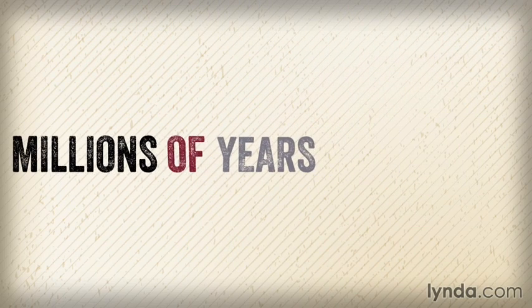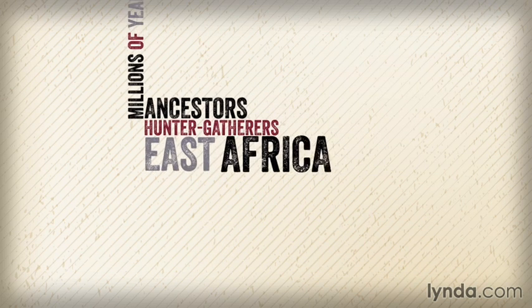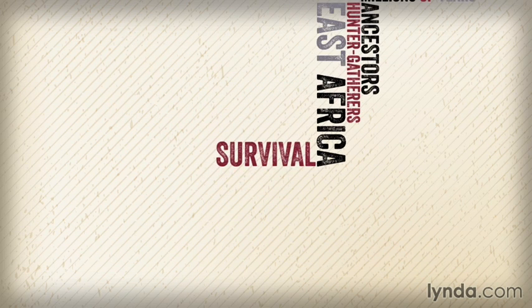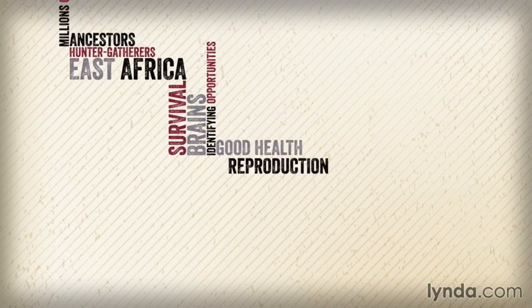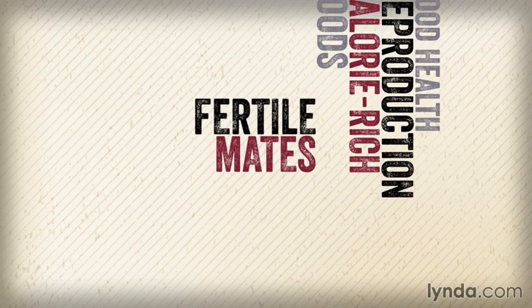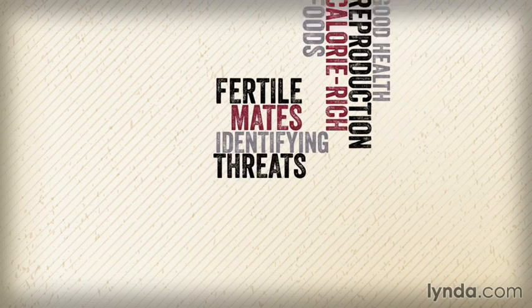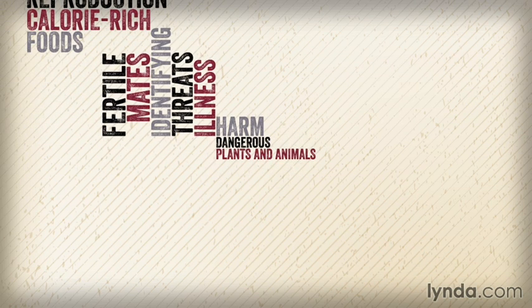For millions of years, our ancestors lived as hunter-gatherers on the savannas of East Africa. Survival favored those with brains that were good at identifying opportunities to promote good health and reproduction, like finding calorie-rich foods and fertile mates, and also good at identifying threats that increased risk of illness and harm, like avoiding dangerous plants and animals.